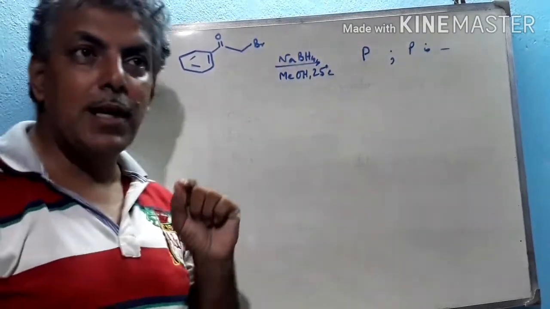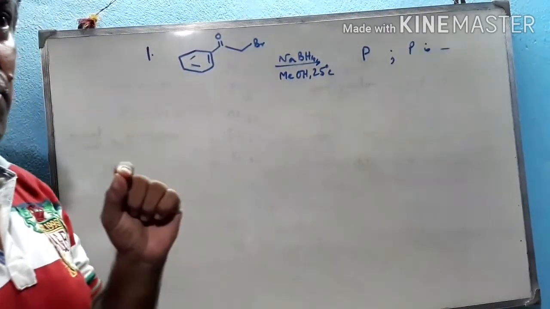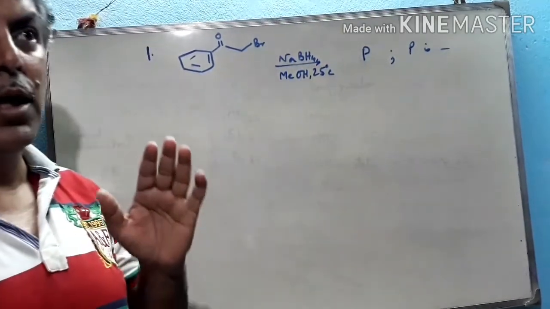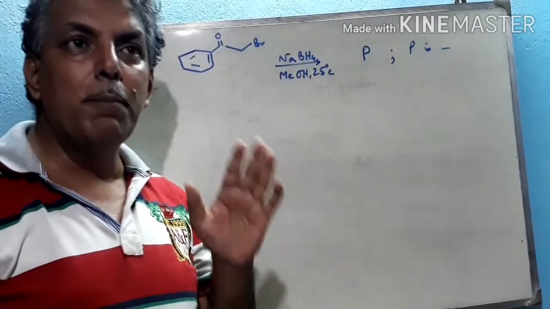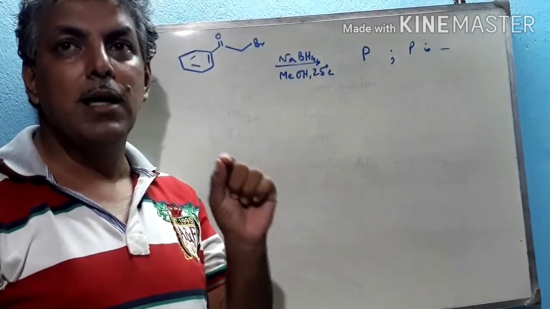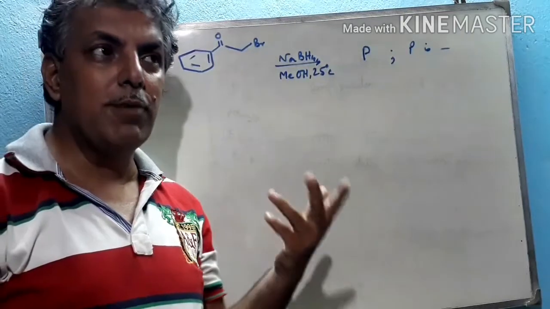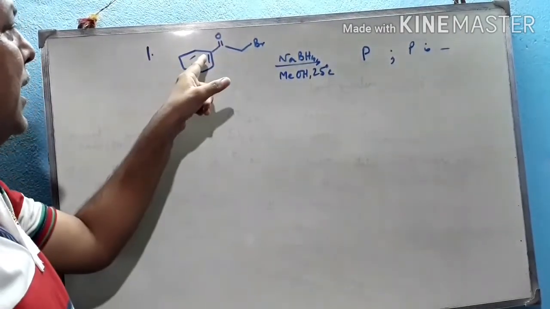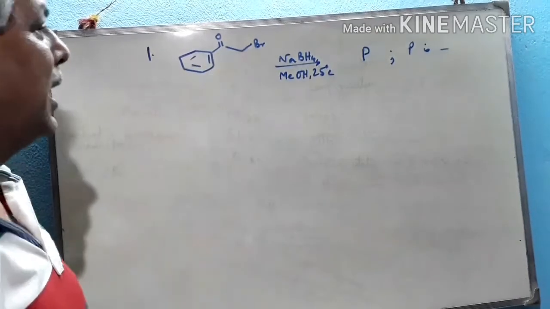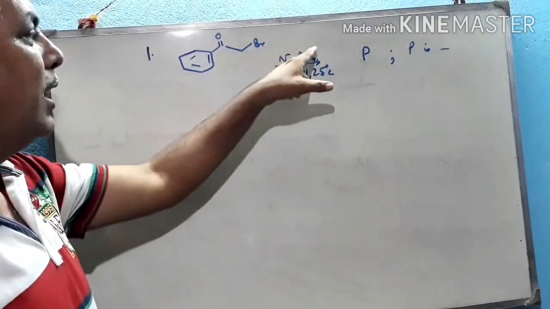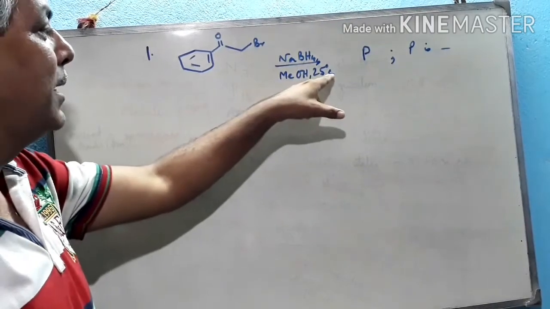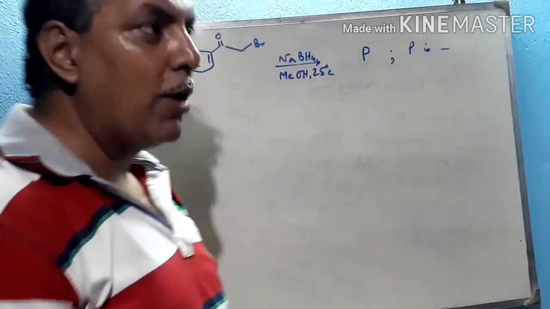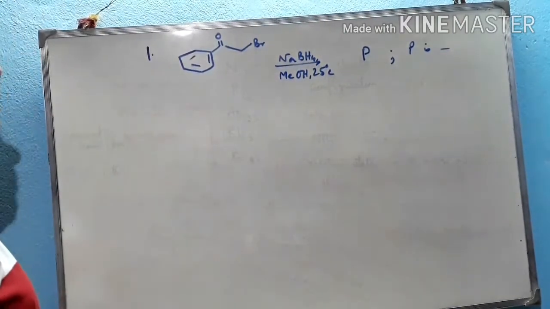Today we shall discuss 8 of the most important questions which have come in different competitive exams like JEE Main and NEET in previous years. The first question: the compound is a benzene ring attached with COCH2Br. It is treated with sodium borohydride first and then methanol at 25 degrees centigrade. The product is P. We have to find the structure of P.